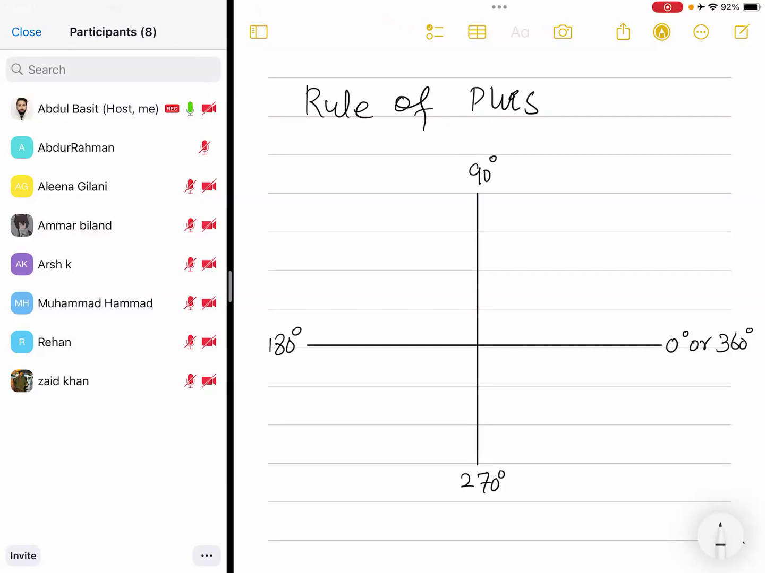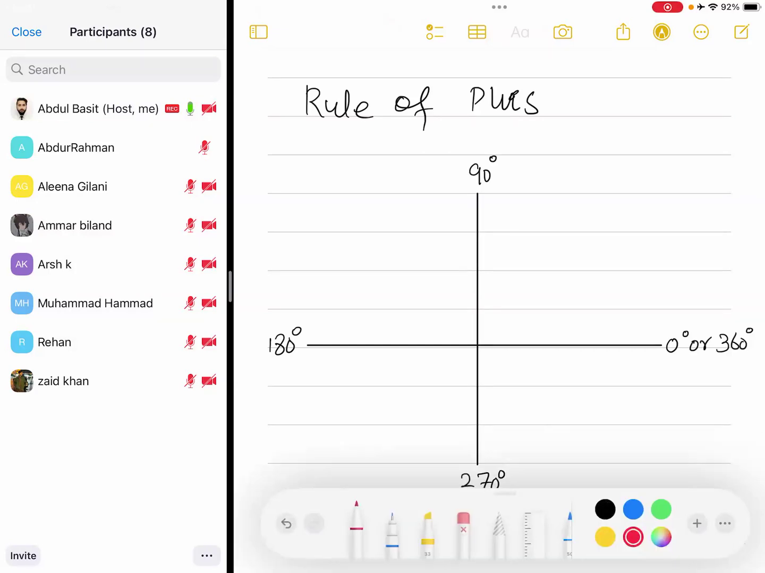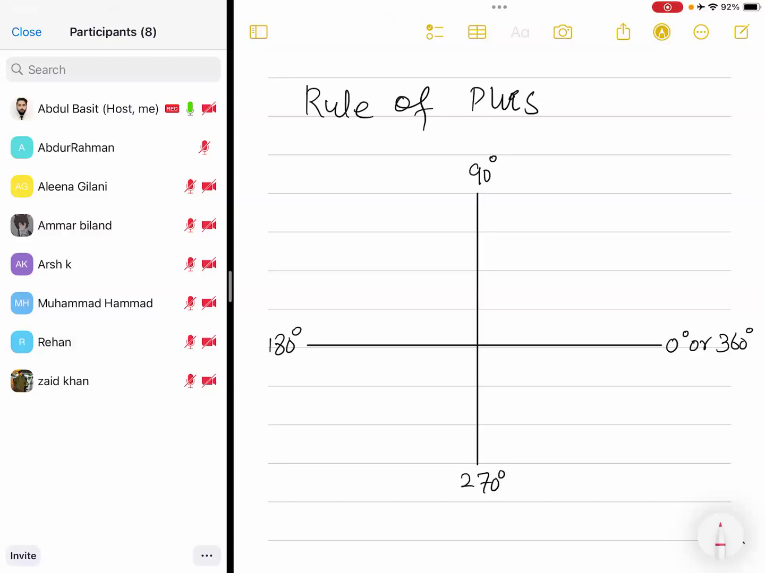Get it? Now, according to this, there are 4 quadrants, and we know this already in coordinate geometry. First quadrant, that is second quadrant, right? This one is third quadrant.